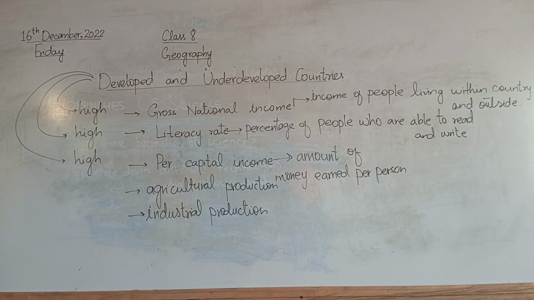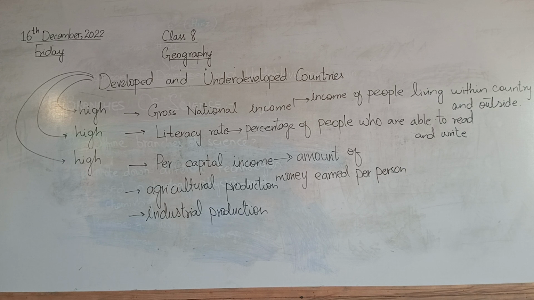So of course, the developed nations have a high agricultural production, and if I talk about industrial production, developed nations have a high industrial production. Agricultural production means the production of crops, different crops like rice and wheat, which are high in developed countries, like they have a complete amount of food in developed countries.